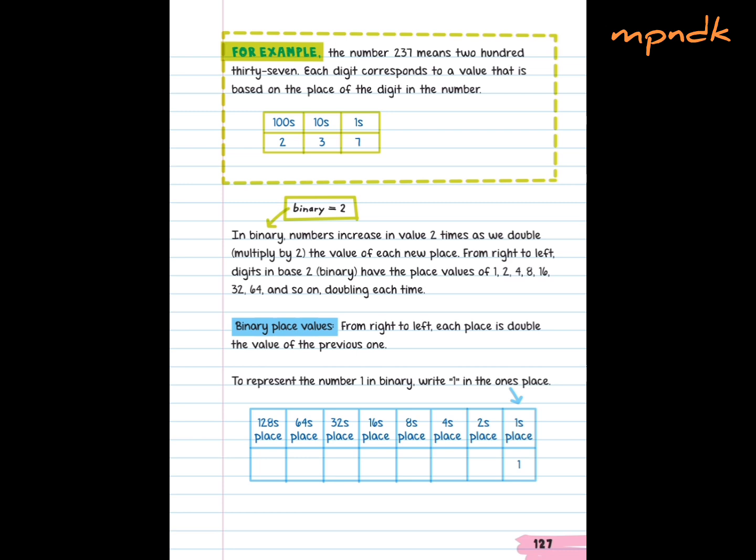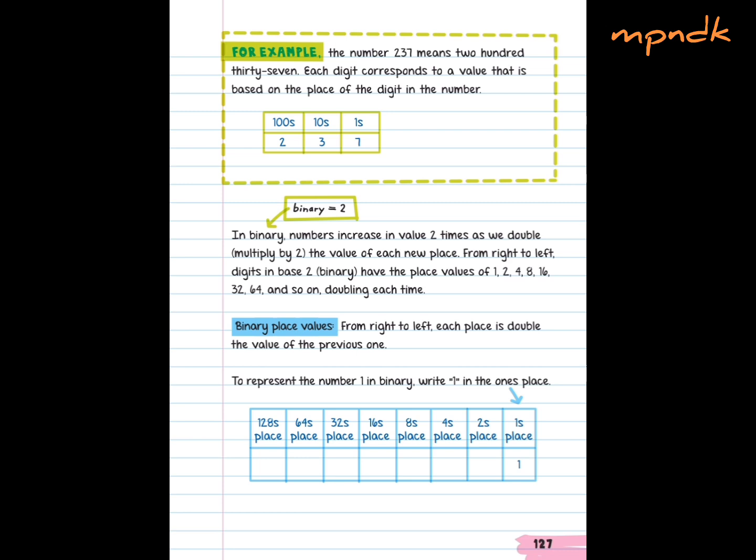In binary, numbers increase in value 2 times as we double, multiply by 2, the value of each new place from right to left. Digits in base 2 binary have the place values of 1, 2, 4, 8, 16, 32, 64, and so on, doubling each time. Binary place values from right to left: each place is double the value of the previous one.